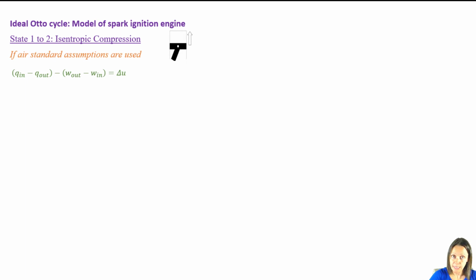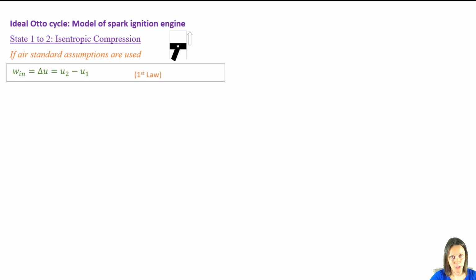It's an isentropic expansion, which means that it's adiabatic and reversible, so those Q terms go away, and it's a compression process. So that means that we have to put work into it, not get work out. So I'm going to get rid of that work out, and all I'm left with is that the work in is equal to delta U, which in this case is U2 minus U1, and that's my first law.